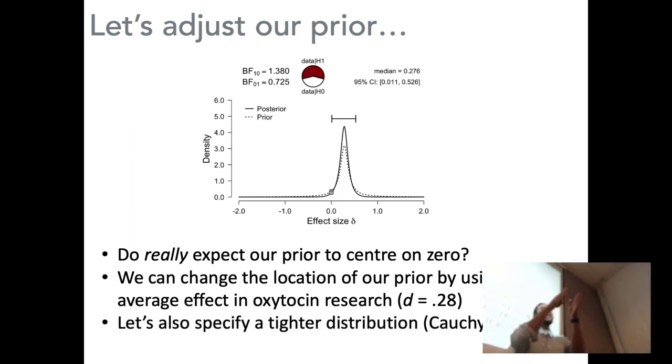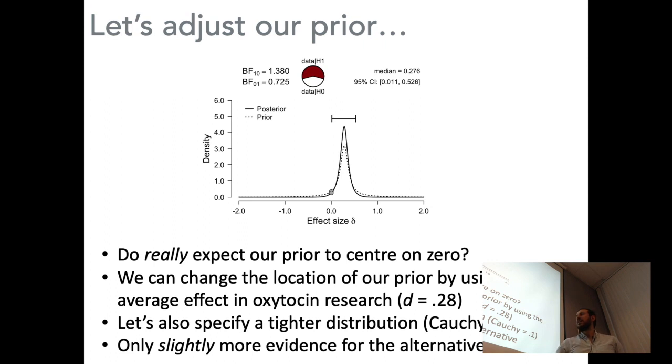You can also adjust how tight your distribution is as well. So if you think that large effects are completely implausible, which is probably right for oxytocin research, then you can make your prior distribution a lot tighter as well. So you can use your prior information to better inform your analysis.